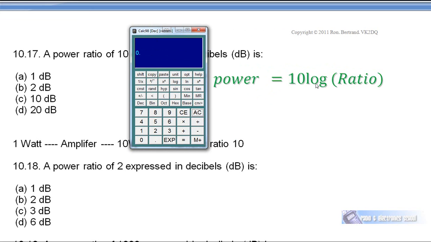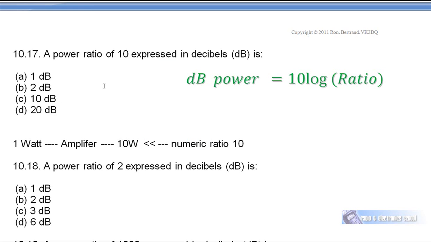All clear. So we're going to find the log of the ratio. The ratio is 10. So we go 10, get its log, and then multiply by 10. And by the way, the log of 10 is 1. Multiply by 10, and the answer is going to be 10, of course. So 10 as a numerical power increase equals 10 decibels.